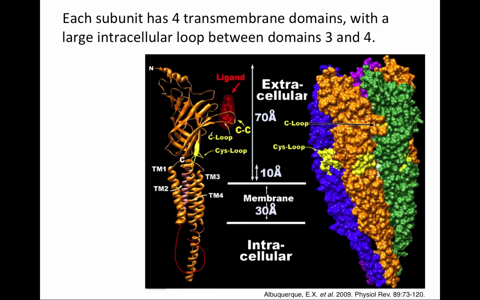The nicotinic acetylcholine receptors have cis loops, pictured here, which categorize the receptor as a member of the cis-loop ligand-gated ion channels, which also include GABA-A, glycine, and the 5-HT3 receptor, all of which have this motif in common.